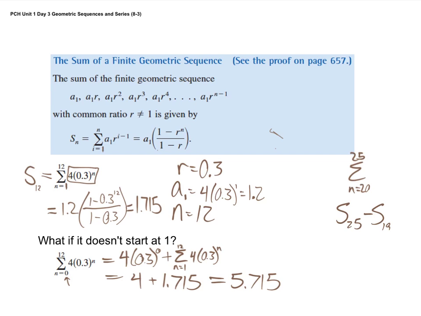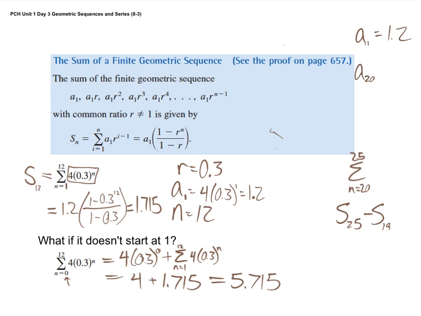Okay, what Donald's describing there is saying, okay, originally A sub 1 was 1.2. So basically what he's doing is saying, I want A sub 20 to be my new A sub 1. So basically everything's decreased 19 spaces.